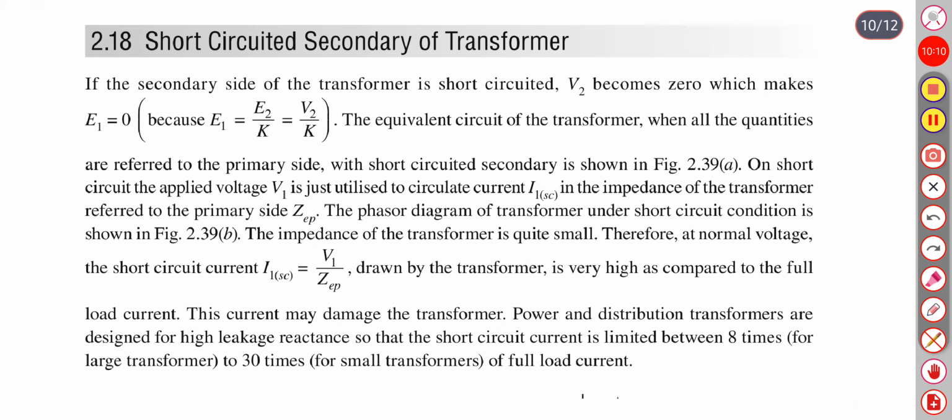Now we will discuss the short circuited secondary of the transformer. If the secondary side of the transformer is short circuited, V2 becomes 0, which makes E1 equal to 0, because E1 is equal to E2 upon K equals V2 upon K. The equivalent circuit of the transformer when all quantities are referred to primary side with short circuited secondary is shown in this figure.